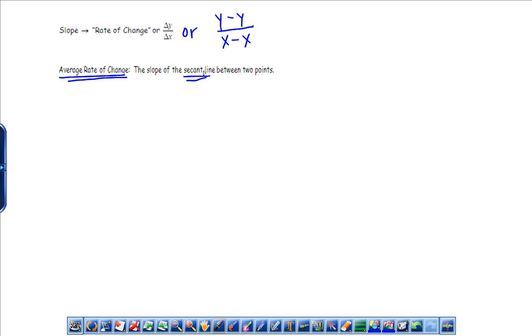Okay, when we're talking about the average rate of change, we're talking about the slope of a secant line. You may not know anything about a secant line. We have been talking about tangent lines. I want to show you the difference here. First of all, I want to show you what it looks like.